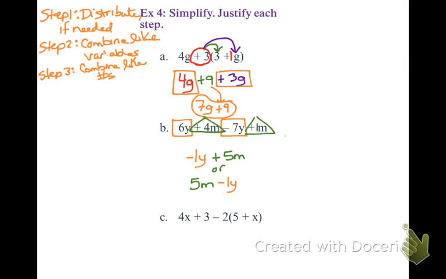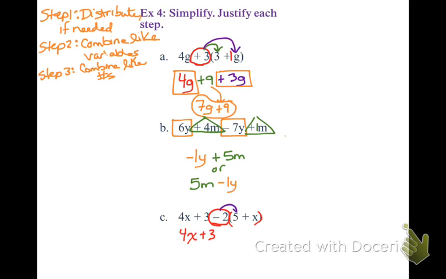All right, so there are two ways to answer this. You can say minus 1y plus 5m, or you could do 5m minus 1y. You'll still get the same answer for either one. All right, for C, we're distributing. So I have my parentheses. What's the number that's attached in front of the parentheses? That's the minus 2. So I'm going to bring down my 4x and my 3, and then I'm going to distribute.